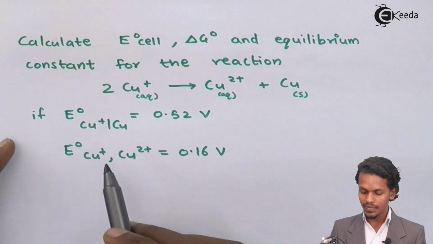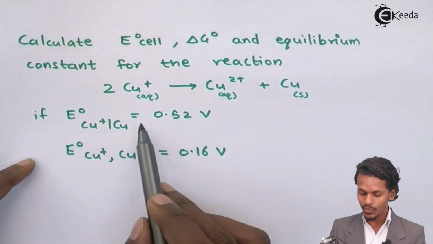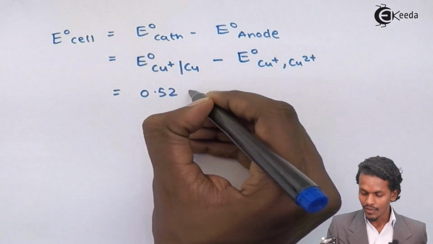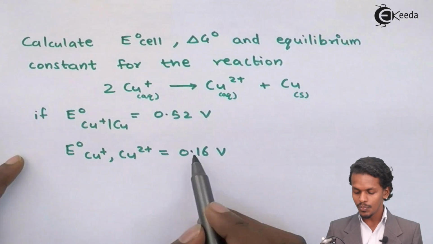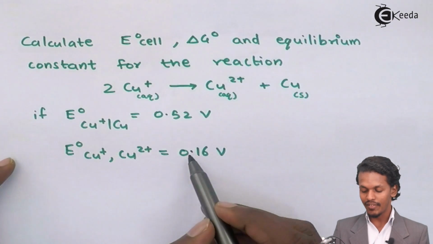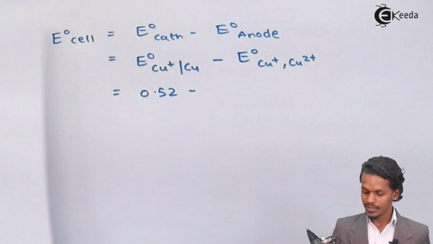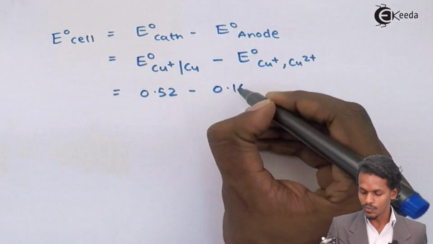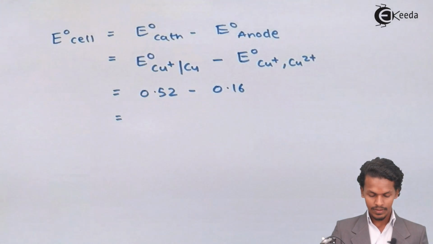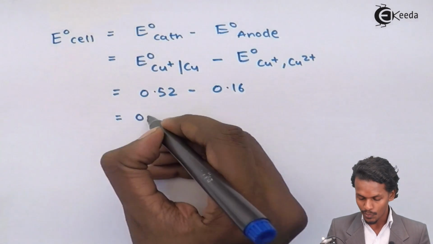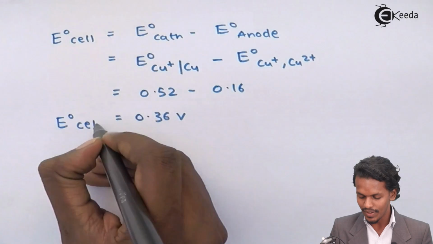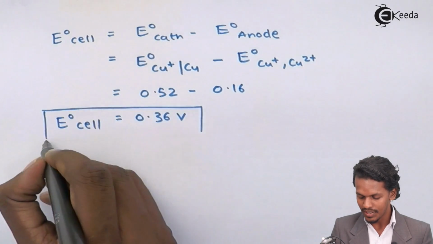We have the value of Cu plus to Cu as 0.52, while that of Cu plus, which has been converted into Cu2 plus, is 0.16 volt. So minus 0.16 volt. Let us see what answer we get for E naught cell. We have got a value of 0.36 volt. So this is how we have calculated the value of E naught cell.